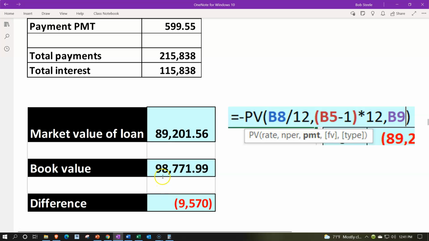So in other words, if they can get you to pay off your loan, the $98,771.99, and they were valuing the stream of payments, it's valued at $89,201.56. So in present value terms, in essence, they would be making $9,570 because they would take this money, the $98,771.99, and then lend it back out, supposedly at the higher rate, the 7%.